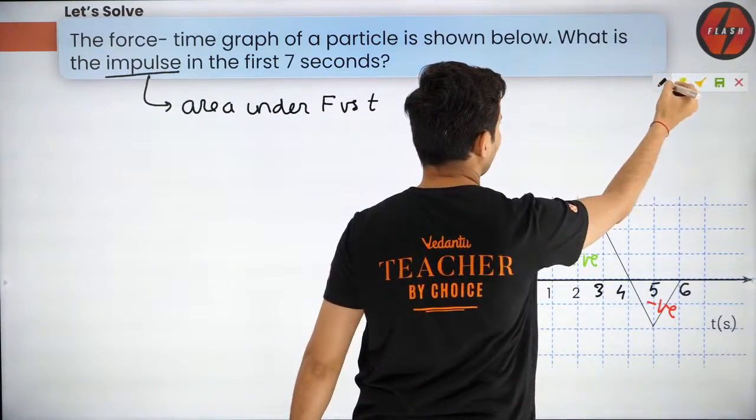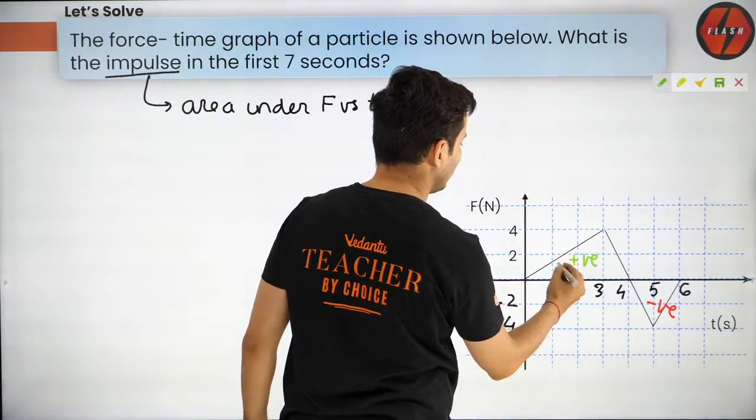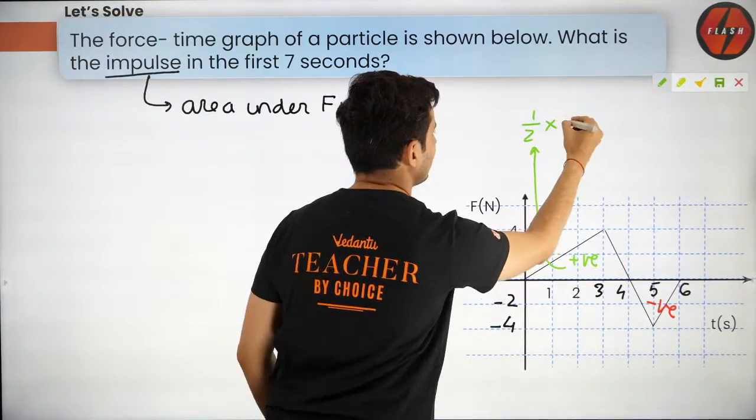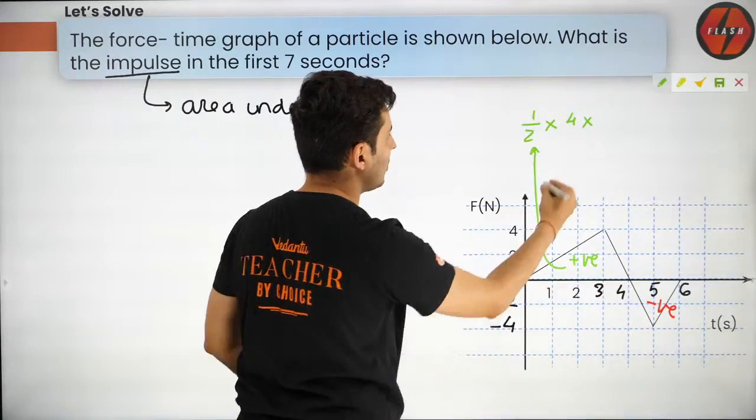That's why I gave you this problem. So if I ask you, what is the area on the top? Well, it will be half into the base, which is 4, into the height, which is also 4.